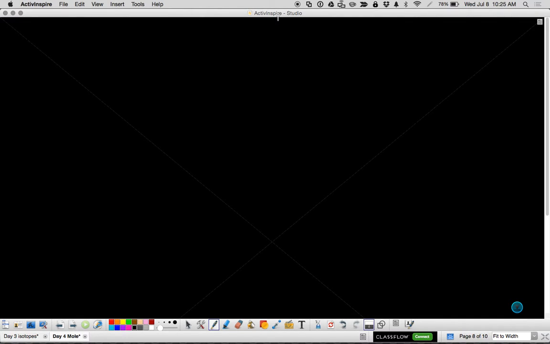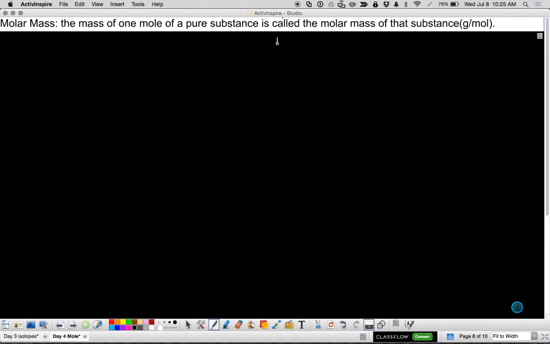So we talked about the mole and how the mole is defined as the number of atoms in 12 grams of carbon-12. Now, if we take that definition and tweak it a little bit, we can come up with something very useful, and that is molar mass. Molar mass is the mass of 1 mole of a pure substance, okay? And it has units of grams over moles.